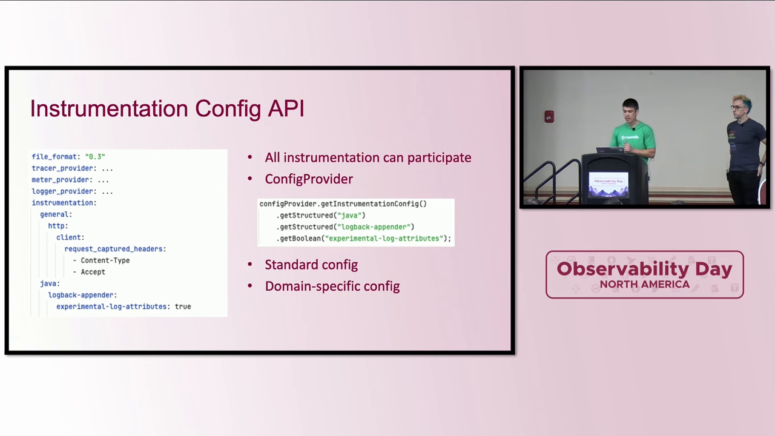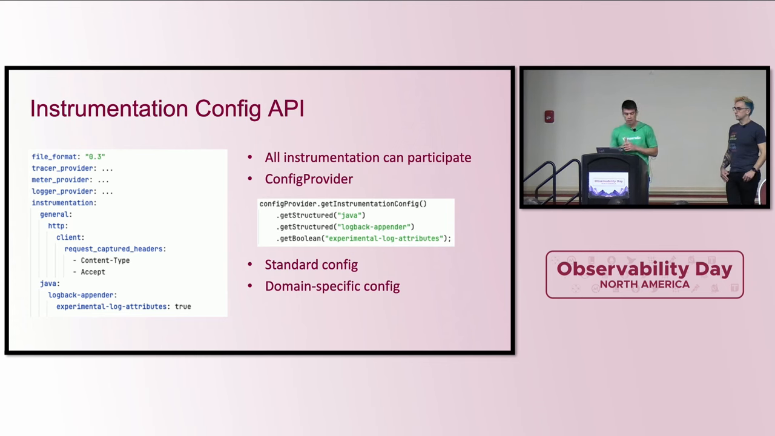And so we introduced a concept called config provider. This is analogous to tracer provider, meter provider, and logger provider, and as its name suggests, it provides config. Instrumentation has a reference to config provider and can read relevant config properties during initialization.